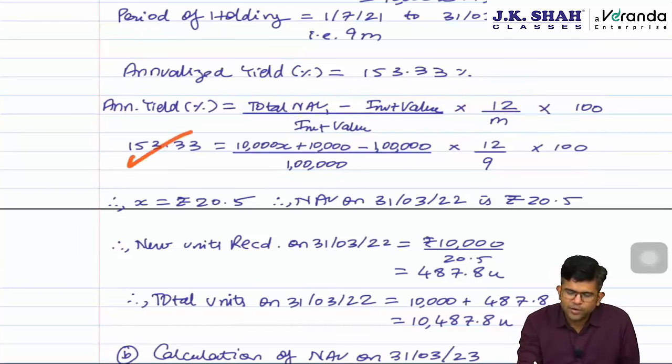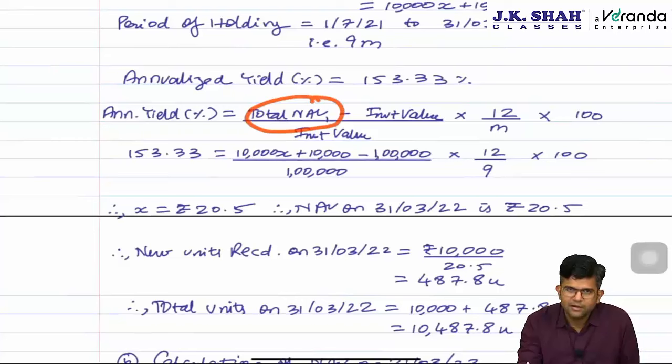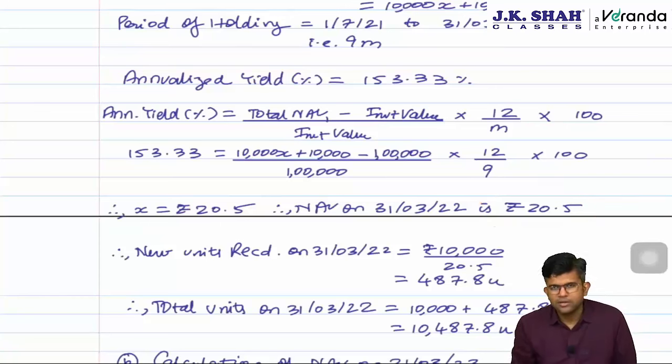So 153.33, that is the annualized yield, is equal to, now students, total NAV1 at the end of the year, can I say is 10,000x plus 10,000 minus investment value 1 lakh, divided by 1 lakh, into 12 by 9, into 100. When you solve this, you get x as 20.5. So your NAV on 31/3/22 is 20.5.